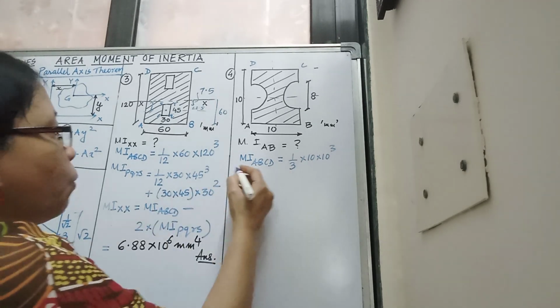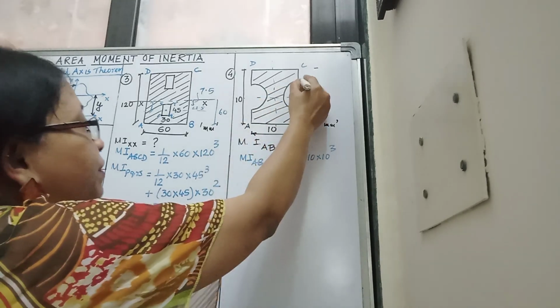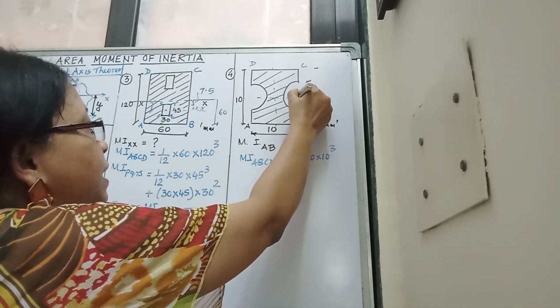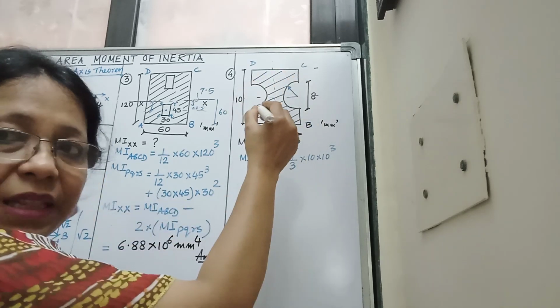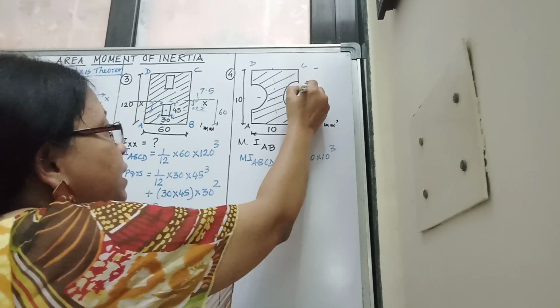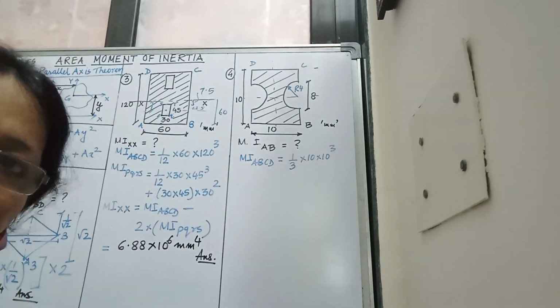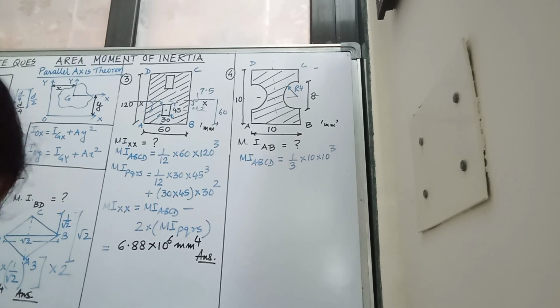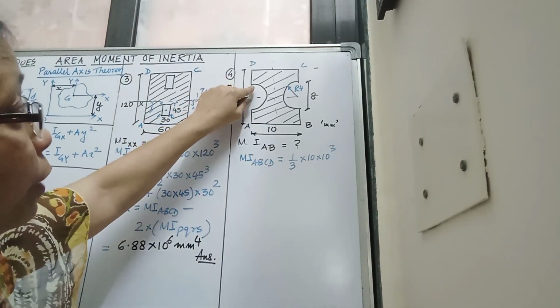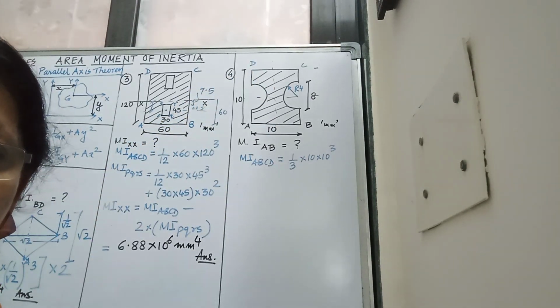Okay, now this semicircle. If this is 8, what will be the radius? Can you tell me what will be the radius? The radius will be 4, isn't it? The diameter is 8, so the radius will be 4, correct? Now for a semicircle, what is the centroidal moment of inertia?